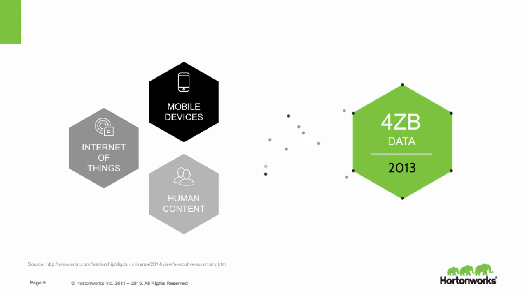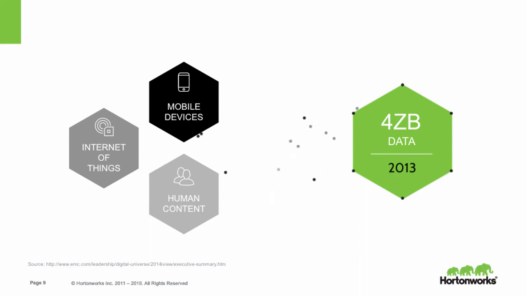So this is a quick output of a study from EMC. Obviously, the data studies work by the time they get it out, it's a little bit later. But EMC was suggesting that in 2013, the entire digital universe, all over the place across this great world of ours, was in the neighborhood of 4 zettabytes.